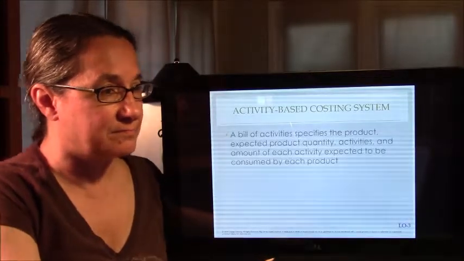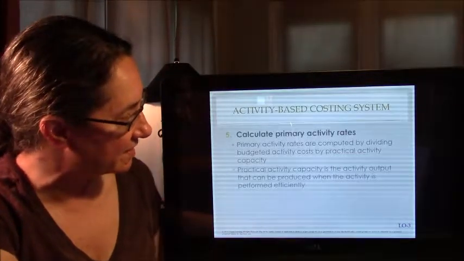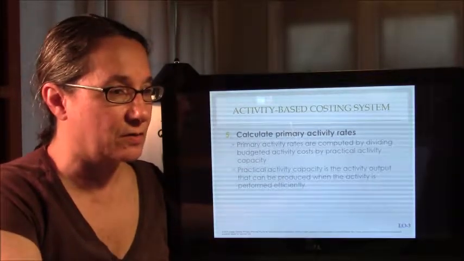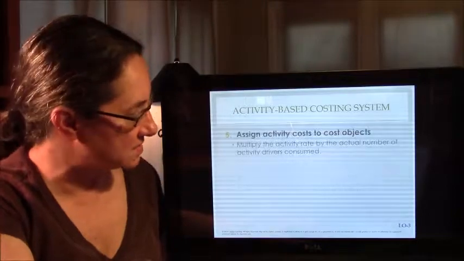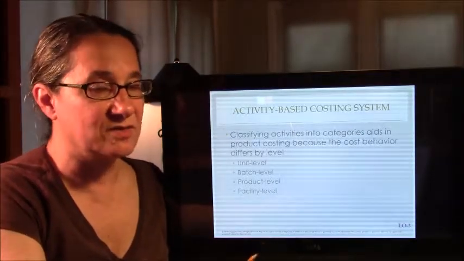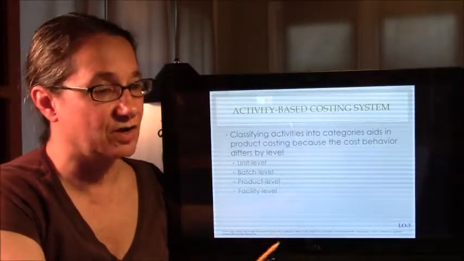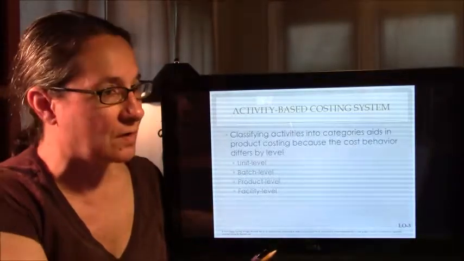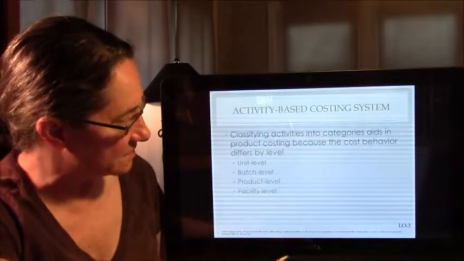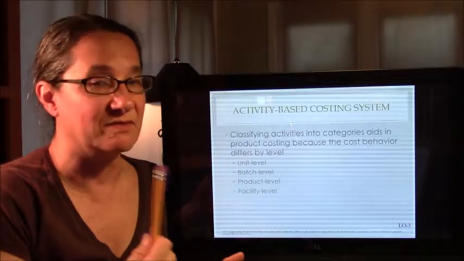Then you add them all up, right? You figure out how much each is going to be used by each product, and you calculate primary activity rates, assign the costs, and that's pretty much it. You figure out all the different activities, figure out a rate, and assign them to whatever your cost objects are. All right. Remember that classifying activities are not necessarily by units. It could be a batch, could be a product, could be facility.